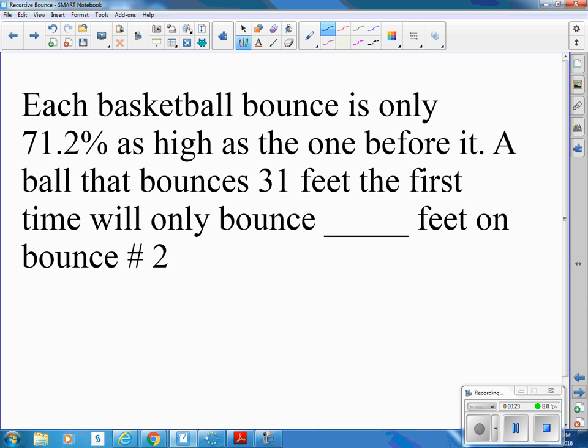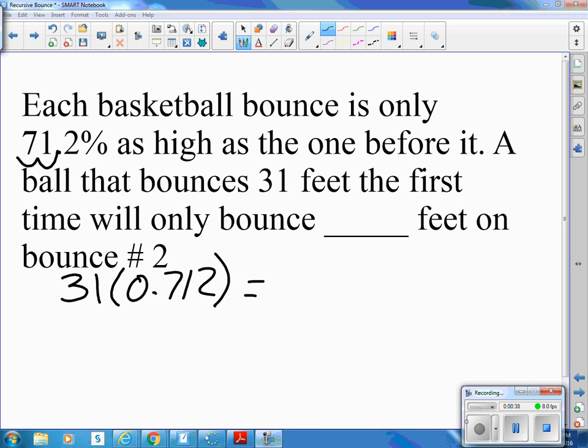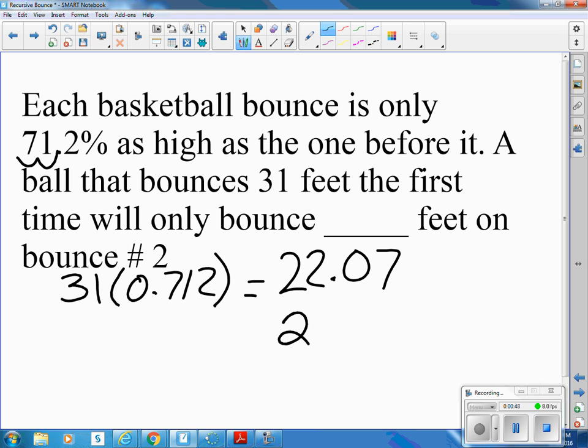So I could say, well, 31 times 0.712. I've moved the decimal 2 places, and it becomes 0.712. In this case, there's only one more bounce anyways. So that turns out to be 22.07. So if I round that to the nearest tenth, that would be 22.1 feet.